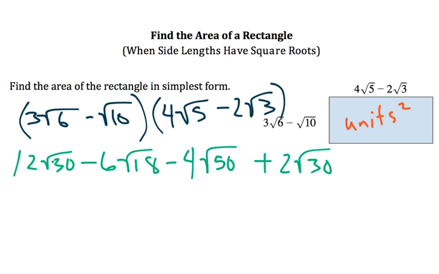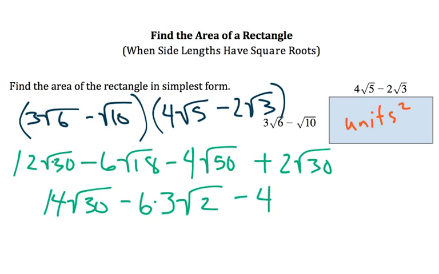Okay, we got 12 square root of 30. I look and I see that I can combine that with this other square root of 30 over here. Again, that's a coincidence. So I will write 12 plus 2 is 14 square root of 30 minus 6 times 18 becomes 9 times 2, so I'll pull square root of 9 out and turn it into 3, minus 4 times 5 square roots of 2, because 25 and 2 gave me 50.